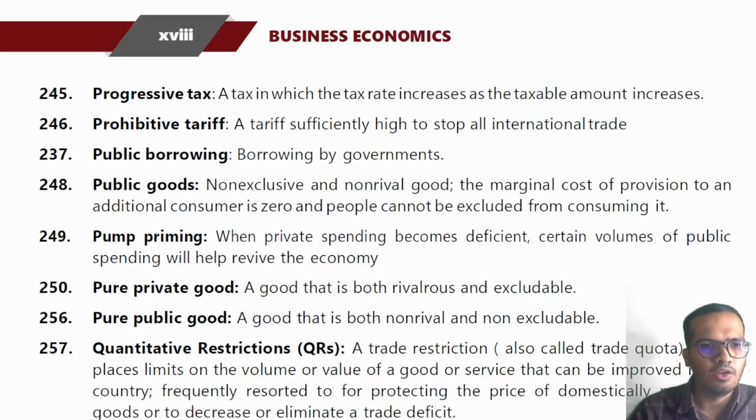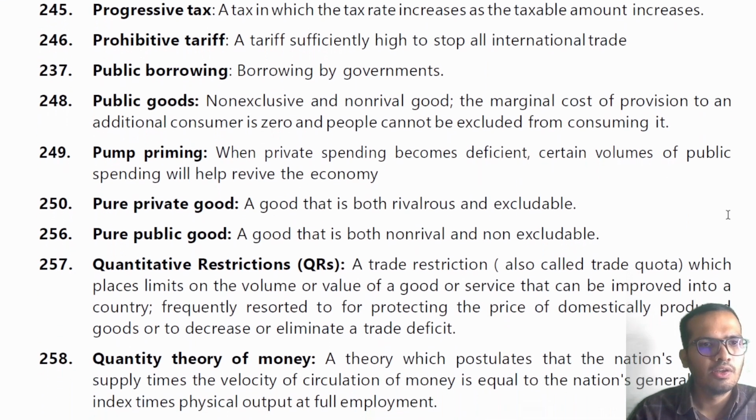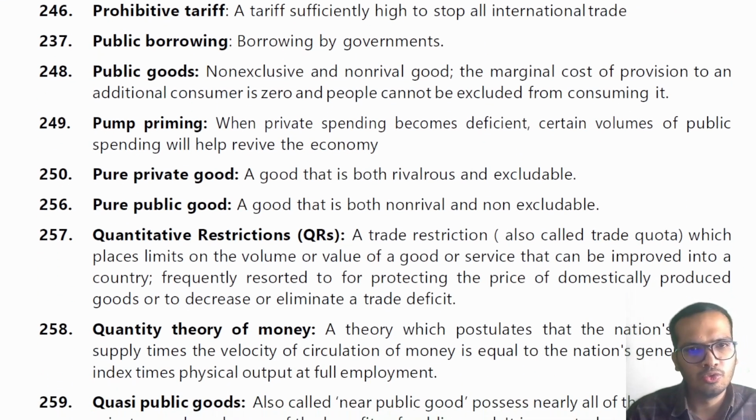Then we have number 250, pure private goods, a good that is both rivalrous and excludable. Similarly, I think there is some numerical error after 250, it's directly 256. We have pure public goods, so a good that is both non-rival and non-excludable.